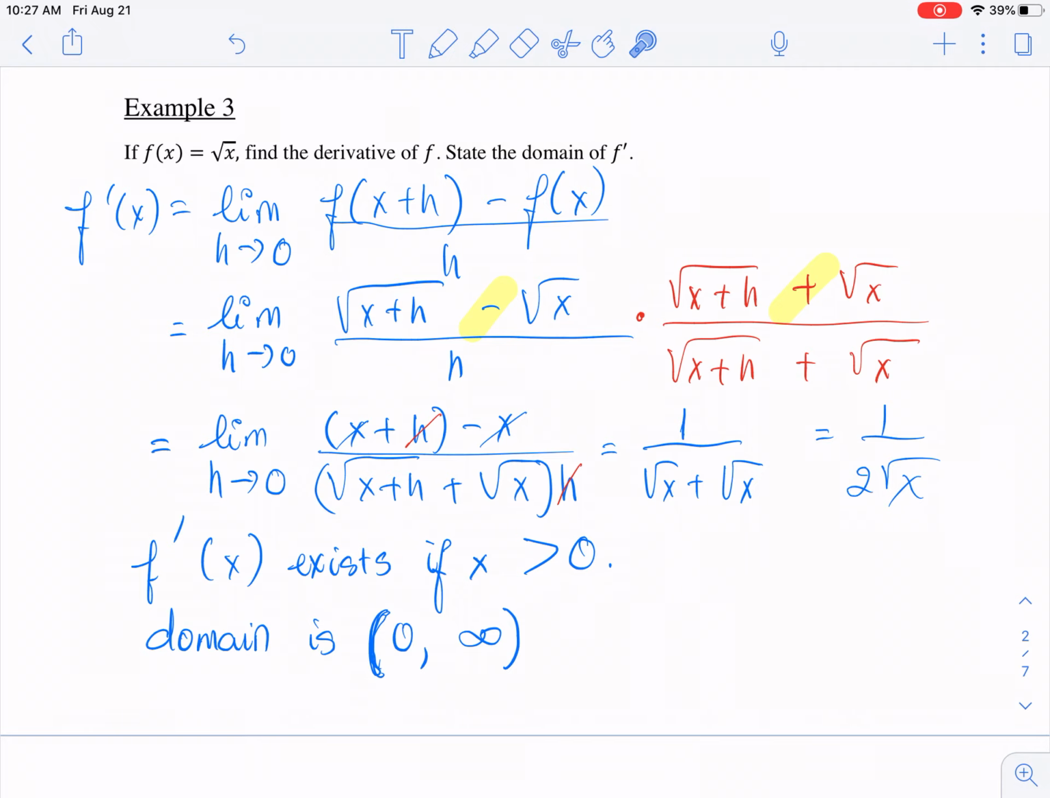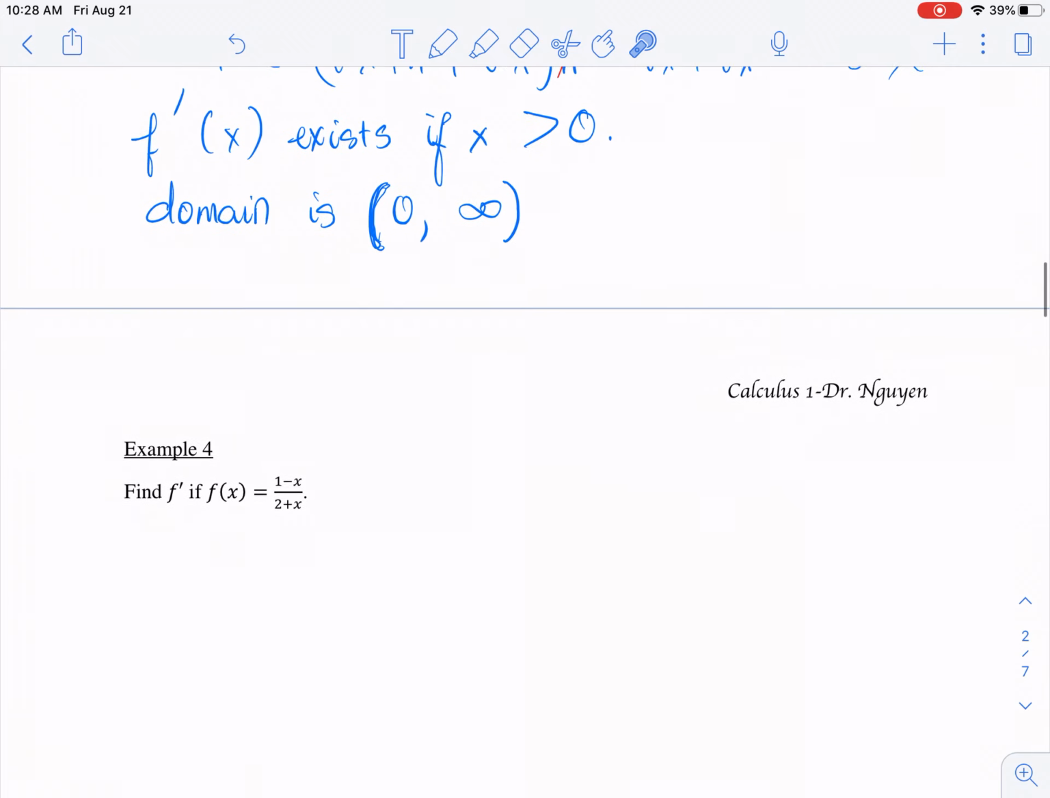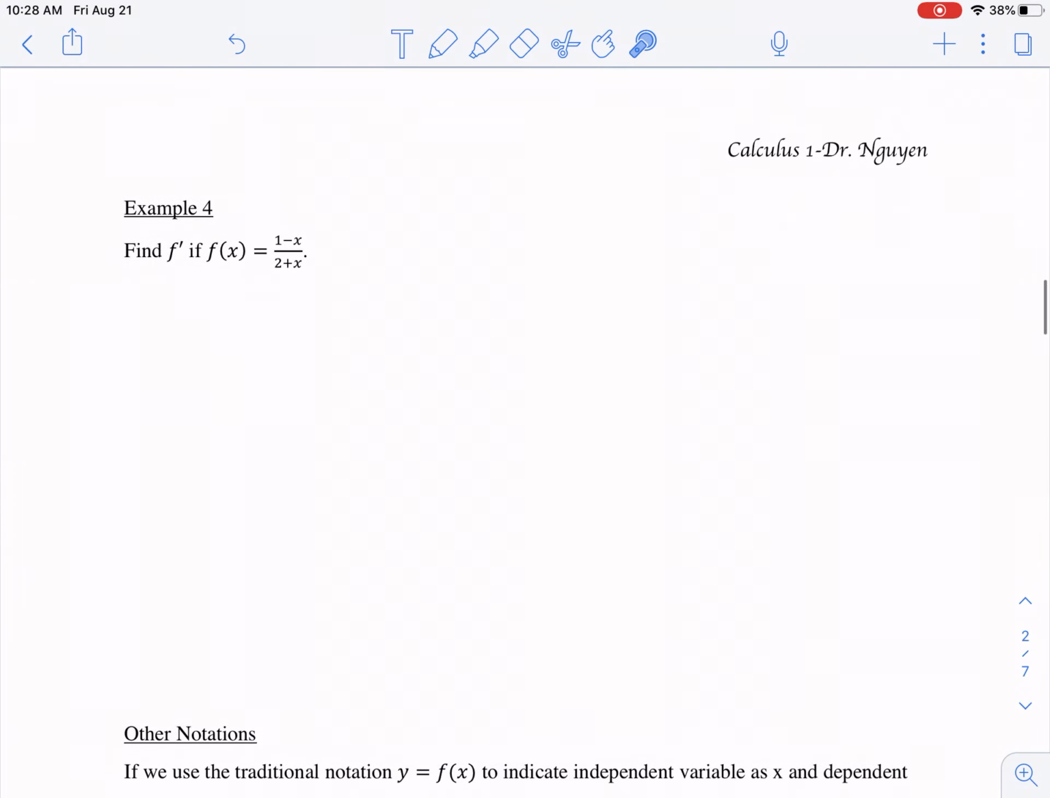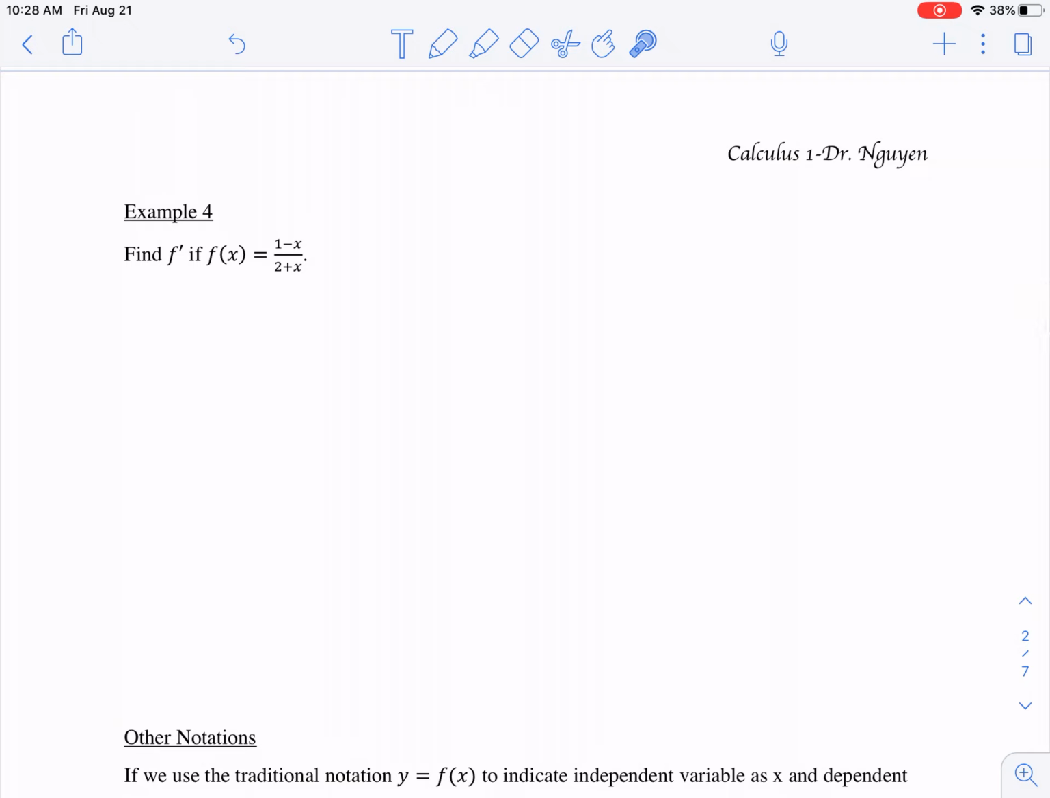All right, so moving on to example 4. Okay, so same thing. They want you to find f prime. So f prime in this case, because we're working with a fraction, there's all of these problems. The tough part is the algebra part, not the calculus part. So let's write the limit. Hopefully by now you know the definition. So I'm just going to plug it in.